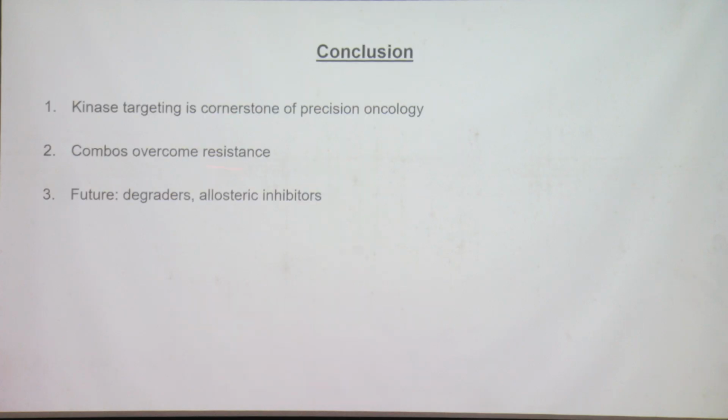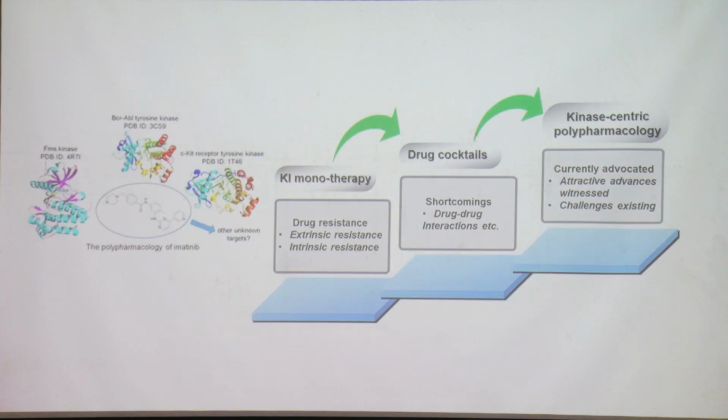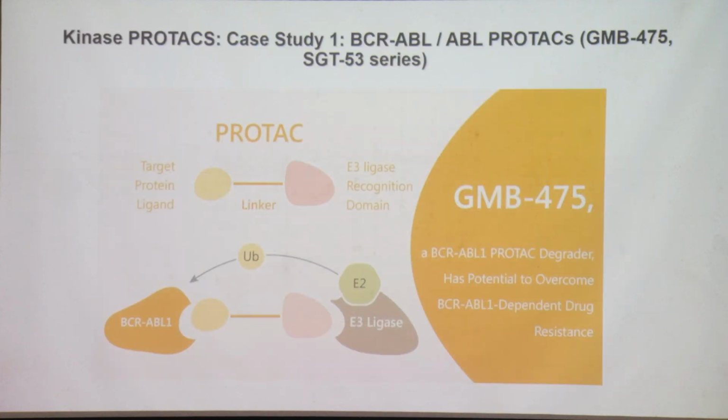So combos overcome resistance, and now we also have PROTACs in it. Okay, so usually you can do monotherapy with one inhibitor, but you can always use combo drug cocktails. So that is called polypharmacology. We'll come to polypharmacology at the very end of this course. The very last topic is polypharmacology.